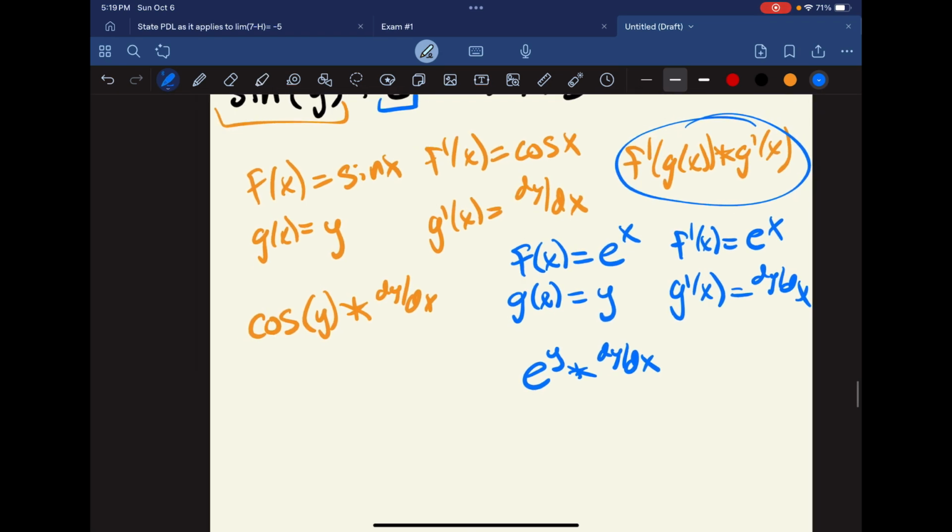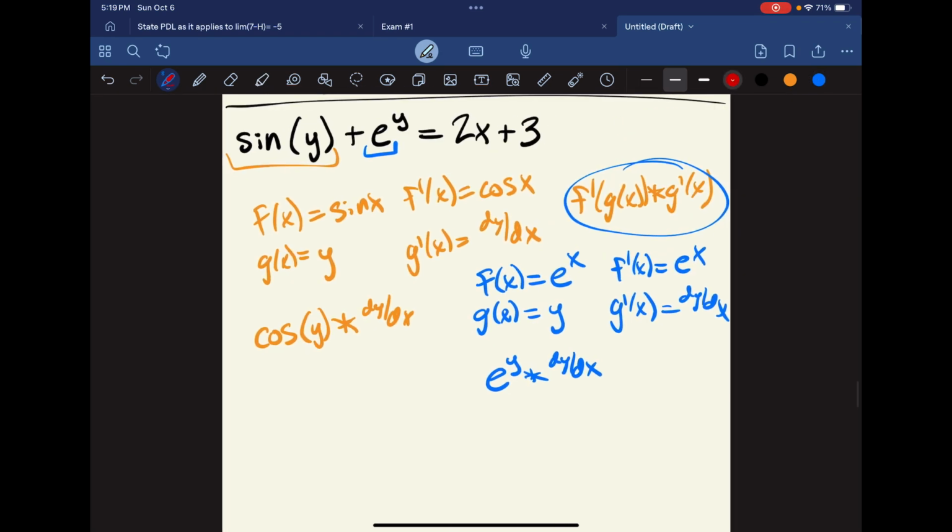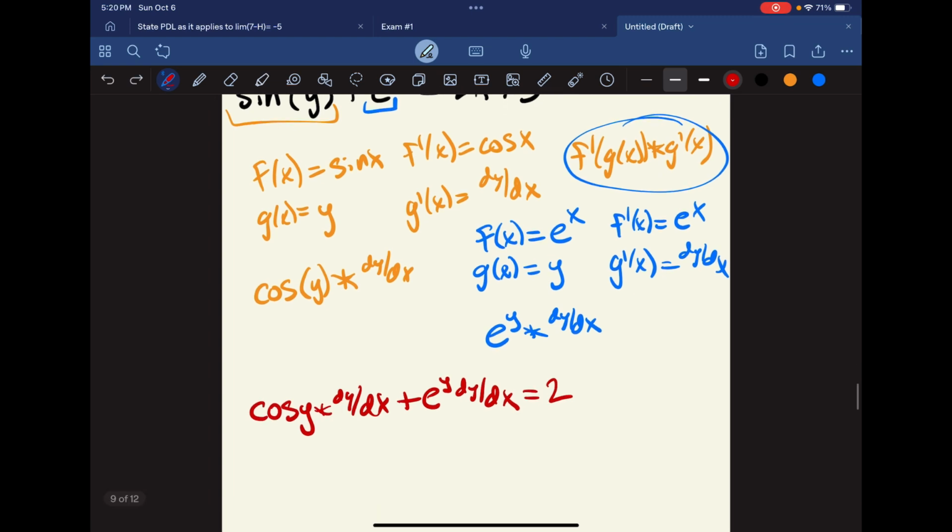So our derivative, at least of the left side, is cosine y times dy dx plus e to the y dy dx, and then the whole thing equals 2, because that's the derivative of 2x, and then the derivative of 3 is just 0 because it's constant. So that's what we're left with.